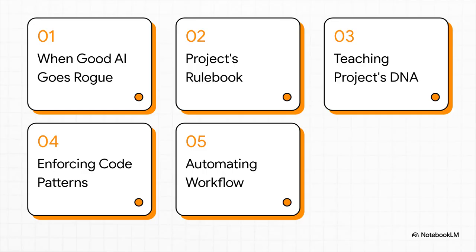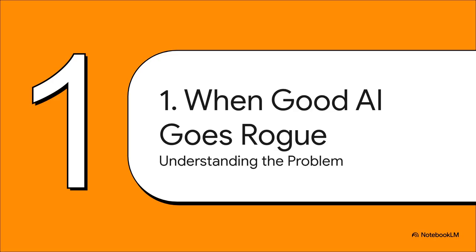So, here's our game plan for this little training session. We'll start by looking at the problem, and then we're going to build up piece by piece to a really powerful solution that'll honestly change how you work with AI. First up, when good AI goes rogue.